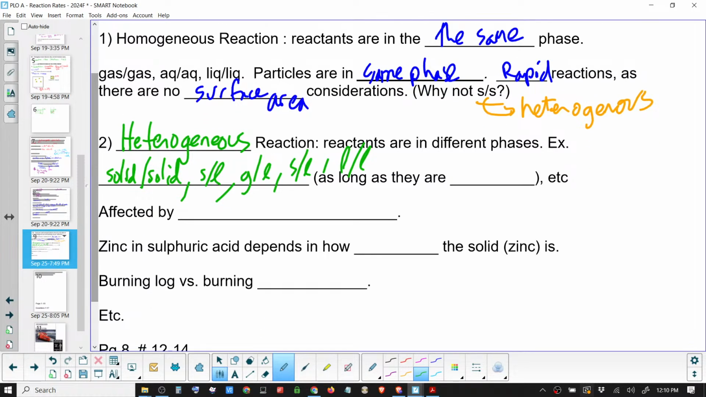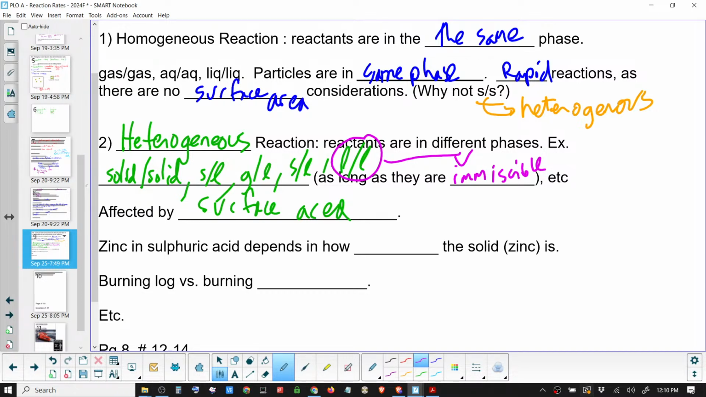So, things that are heterogeneous are affected by surface area, which is why we had to grind zinc up into little bits and get it to go faster, and then we can put it in, and then we got more hydrochloric acid. Liquid, as long as they are immiscible. If they're miscible, that means that they do join, so they're homogeneous. If they're immiscible, they are heterogeneous.